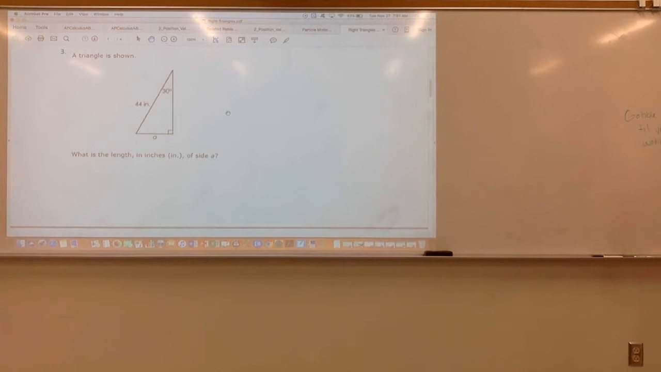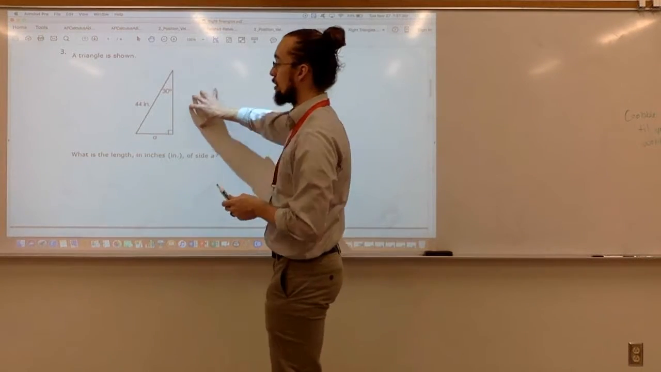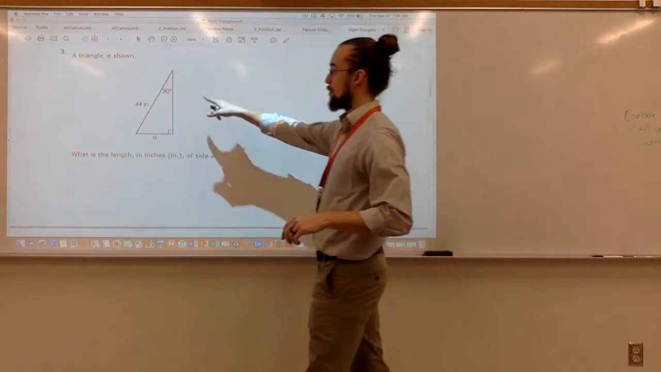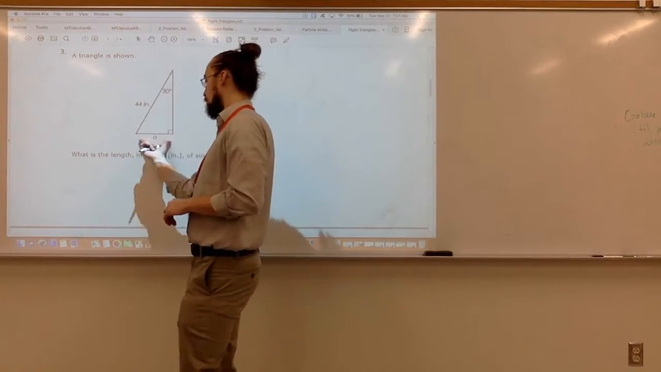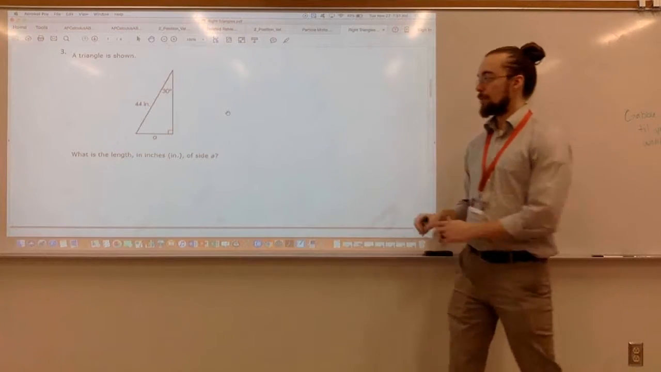Alright, so this is another one pulled directly off of a previous AIR test, and this is stuff that we've been doing. Right? So we were given this triangle, we're given that this angle is 30, this side's 44, and then the question says, what is the length of side A? What do I do?